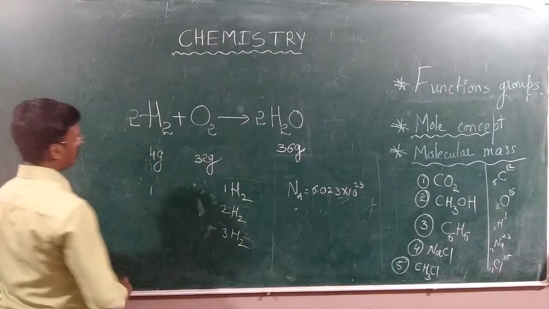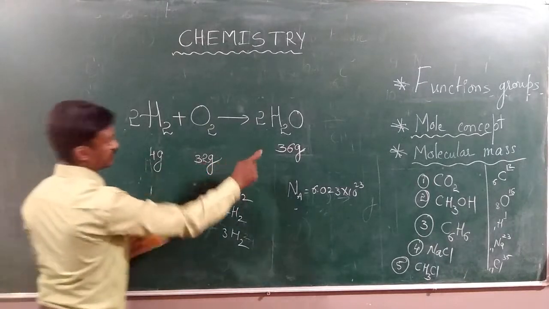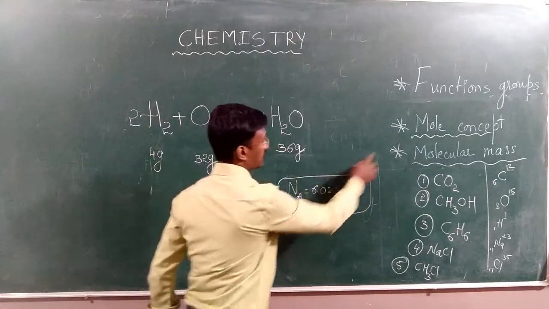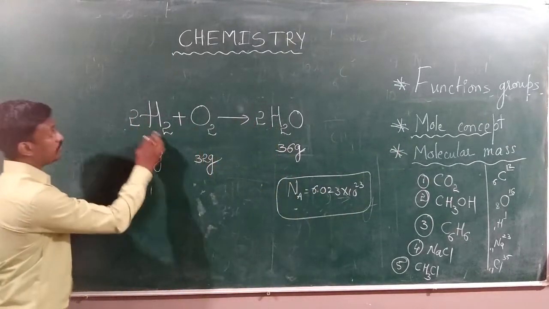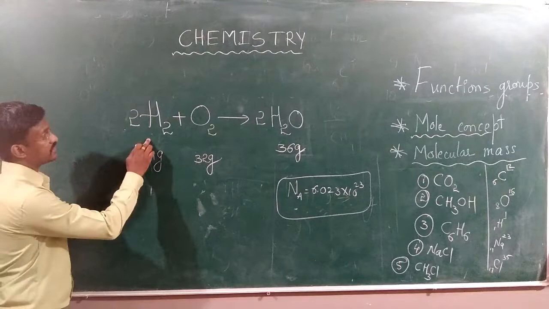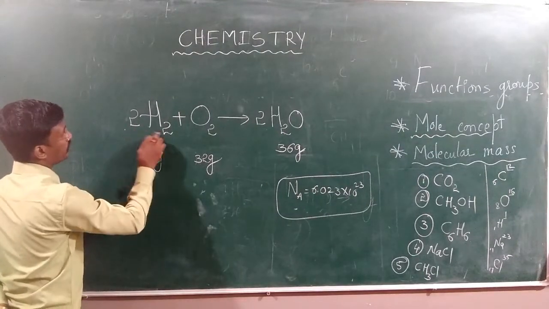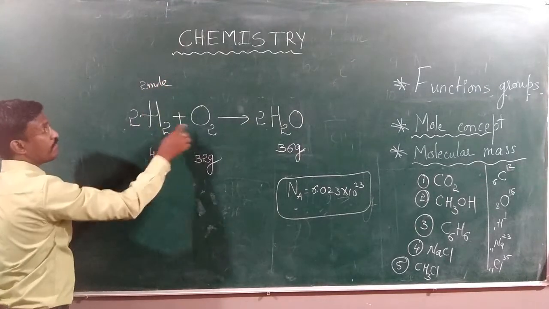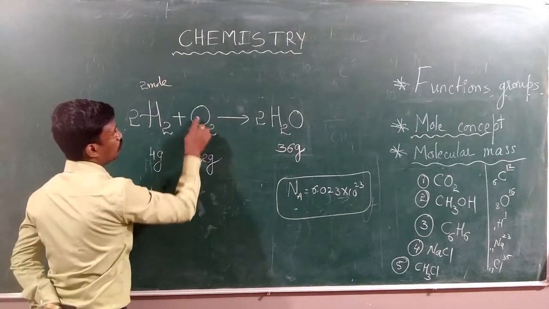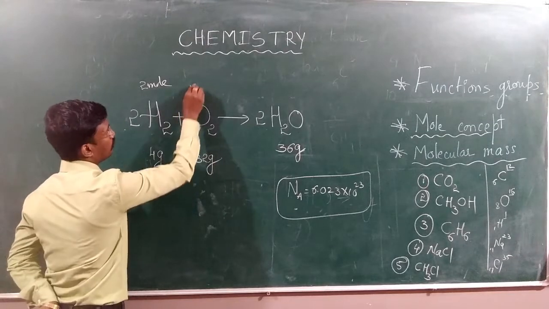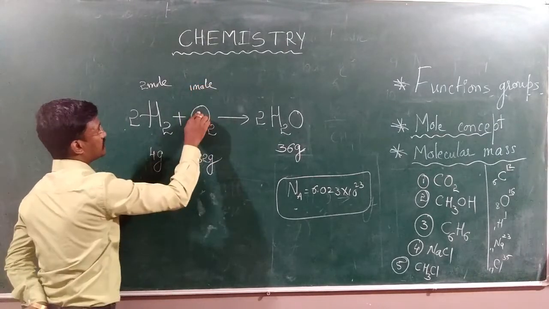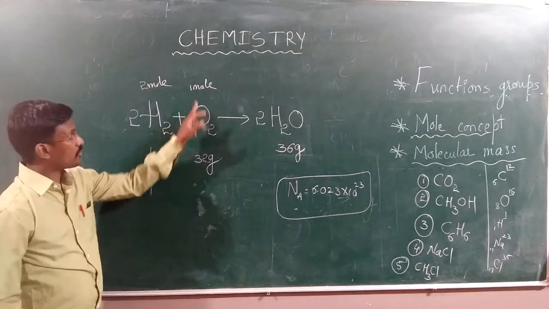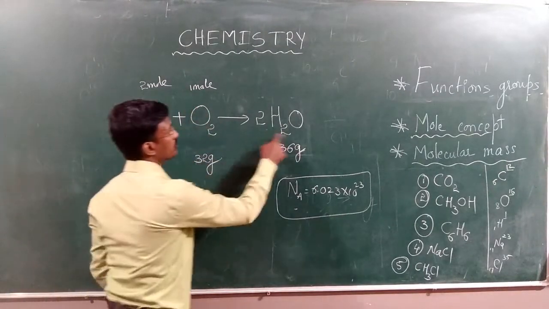Look here. Tell me 4 gram, 32 gram, and 36. You understood? Based on that, we will move to the second expression, the mole concept. How many moles of hydrogen are present in this reaction? Total number of moles is 2H2. Therefore, 2 moles of hydrogen combine with O2, where nothing is written, meaning 1 mole. 2 moles of hydrogen react with 1 mole of oxygen to give how many moles of water?